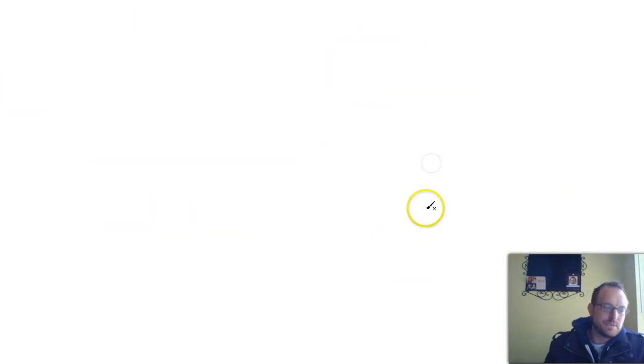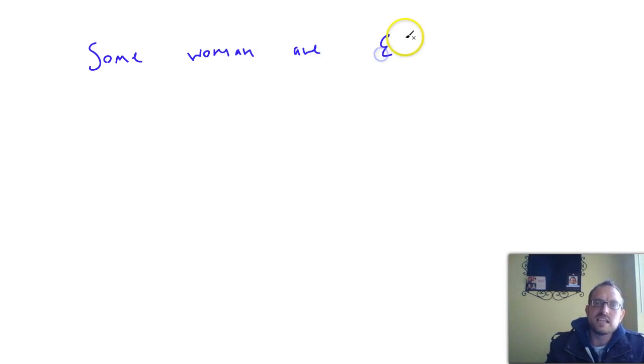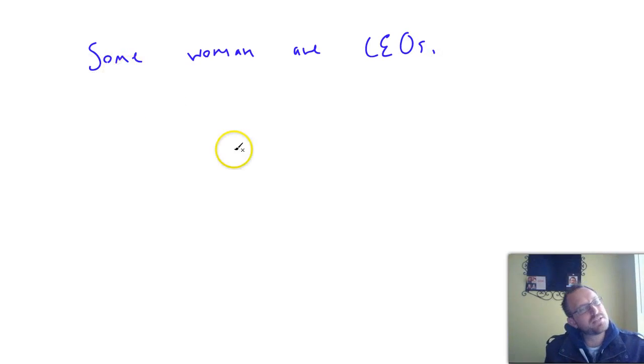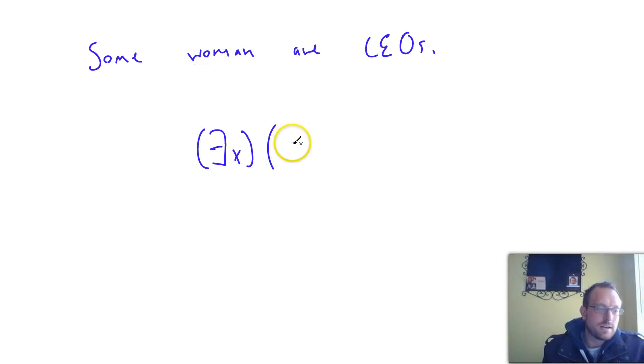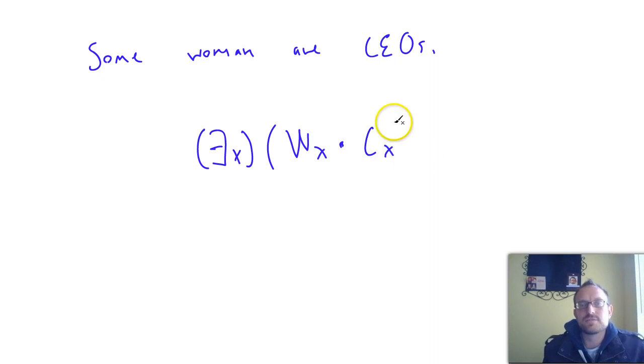So let's do some examples here. Let's say, what if I said that some women are CEOs? Now remember, since I said some, this is going to be a particular statement, which means I've got to include an existential quantifier. If I say some women are CEOs, then it's going to look like this. If there's an x in the universe, that x exists, that x is a woman, and that x is a CEO. So we'll just put C here for CEO, and that's how you would write that statement.